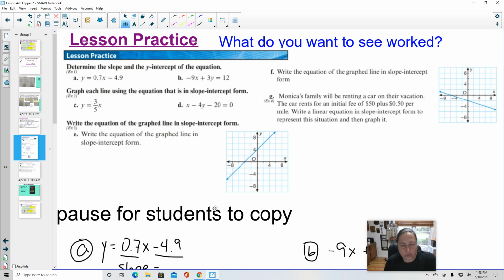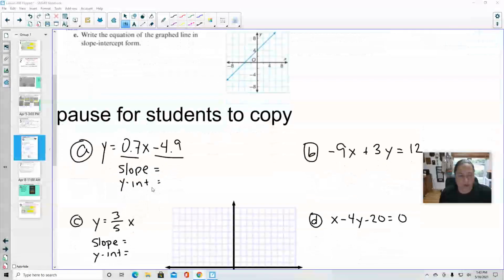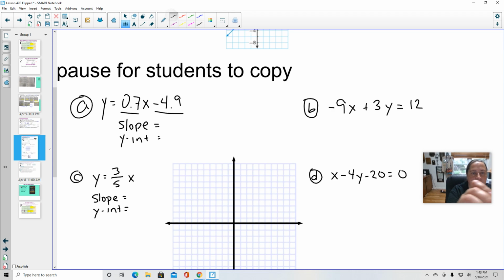All right, let's do a few practice problems. So I would suggest pausing and copying these down as we go. The first two ask us to determine the slope and the y-intercept of the equation. So let's take a look at these first two.